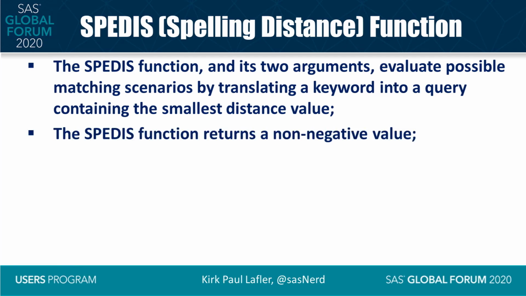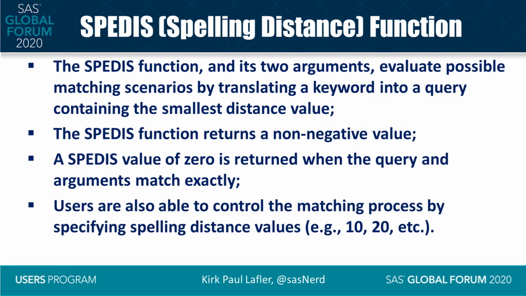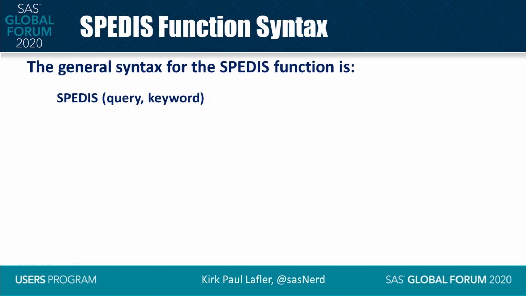A SPDIS value of 0 is returned when the query and arguments match exactly. Users are also able to control the matching process by specifying spelling distance values, for example, in increments of 10, 10, 20, 30, etc. The general syntax for the SPDIS function is SPDIS, and since it's a function, argument 1, argument 2, query, keyword.